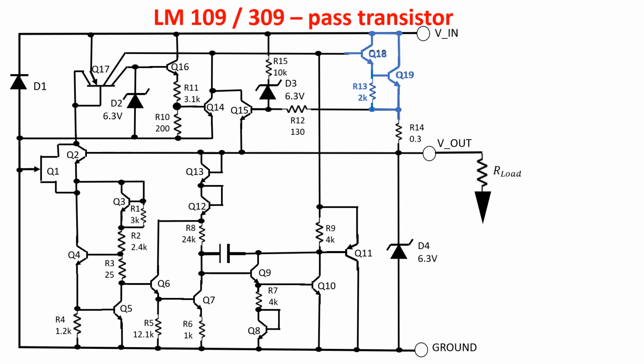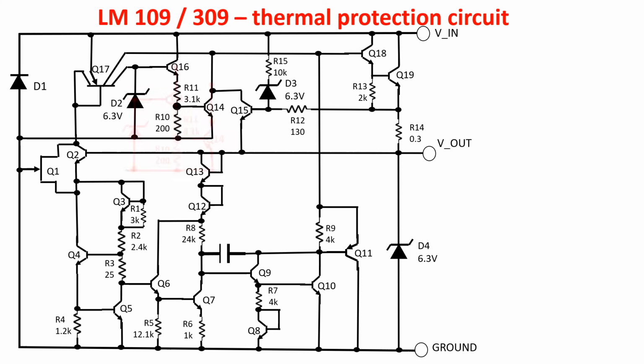The pass transistor can provide currents above 1 ampere and it is very large, larger than the rest of the circuit. As we said, the real innovation of the circuit is the presence of the power transistor in the chip, and this has been possible because of the presence of the thermal protection circuit. So let's see the thermal protection circuit.